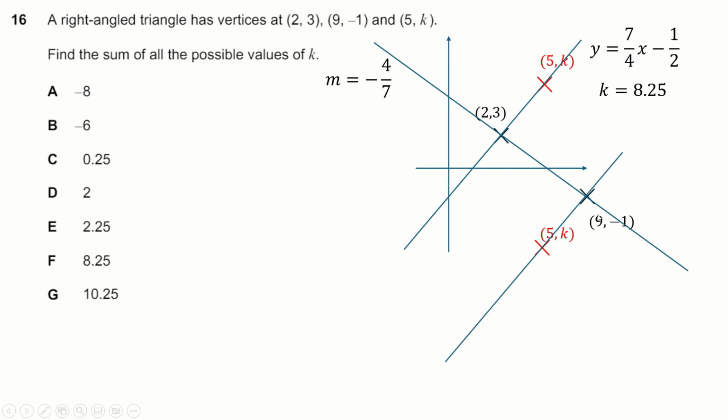Put in 9 minus 1, you end up with the equation this line is this, and then put in 5k, you end up with this here, which is, of course, this. Okay, so those are two answers here. Now it says find the sum of all possible values of n.